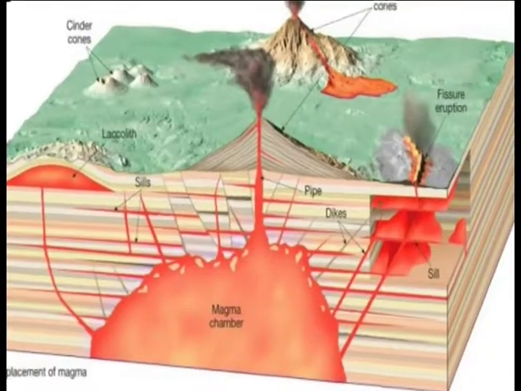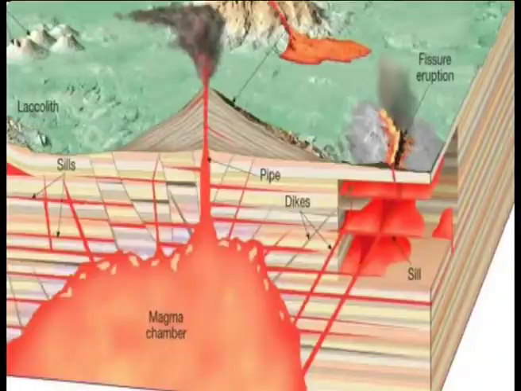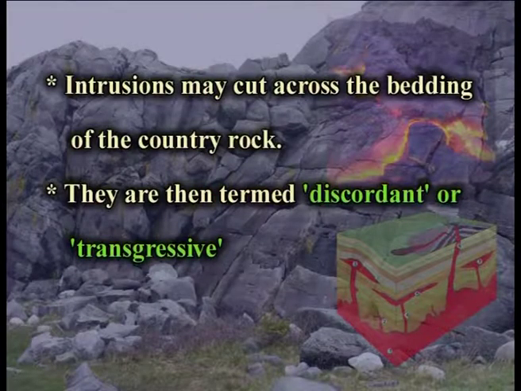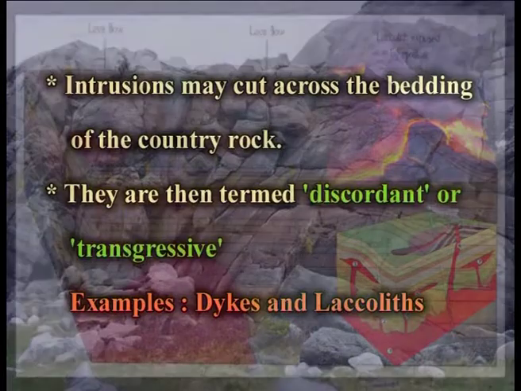Igneous intrusions can be of a variety of shapes and sizes, ranging from huge batholiths to bodies only 1 or 2 meters across. The general term pluton can be applied to any of these. The intrusions may cut across the bedding of the country rock. They are then termed discordant, or transgressive. Dikes and laccoliths are some good examples of discordant bodies.